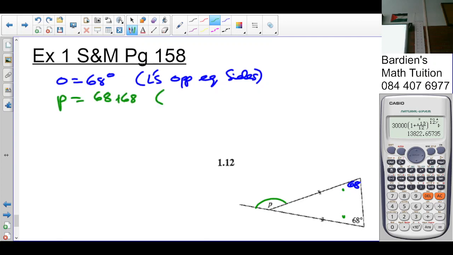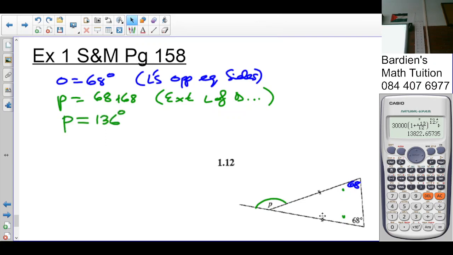Why? Exterior angle of triangle is equal to the sum of the two interior opposites. Do I have to say angles opposite equal sides here as well? No, we have stated clearly in the previous step. Can you see that? So 68 plus 68 is 136. Okay.